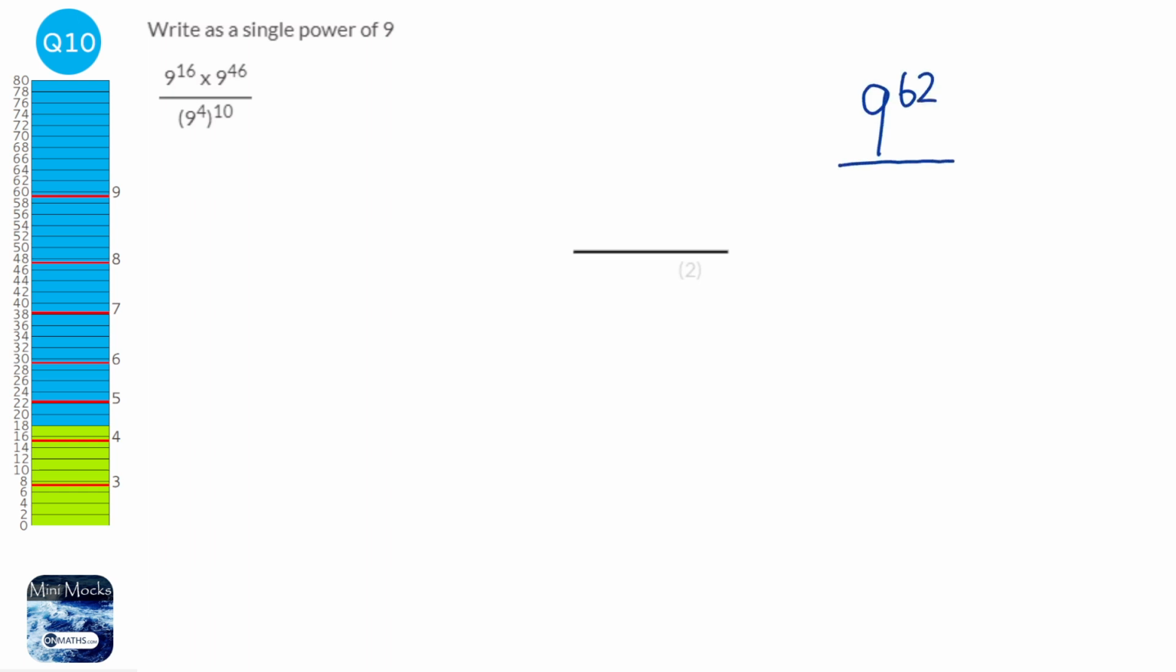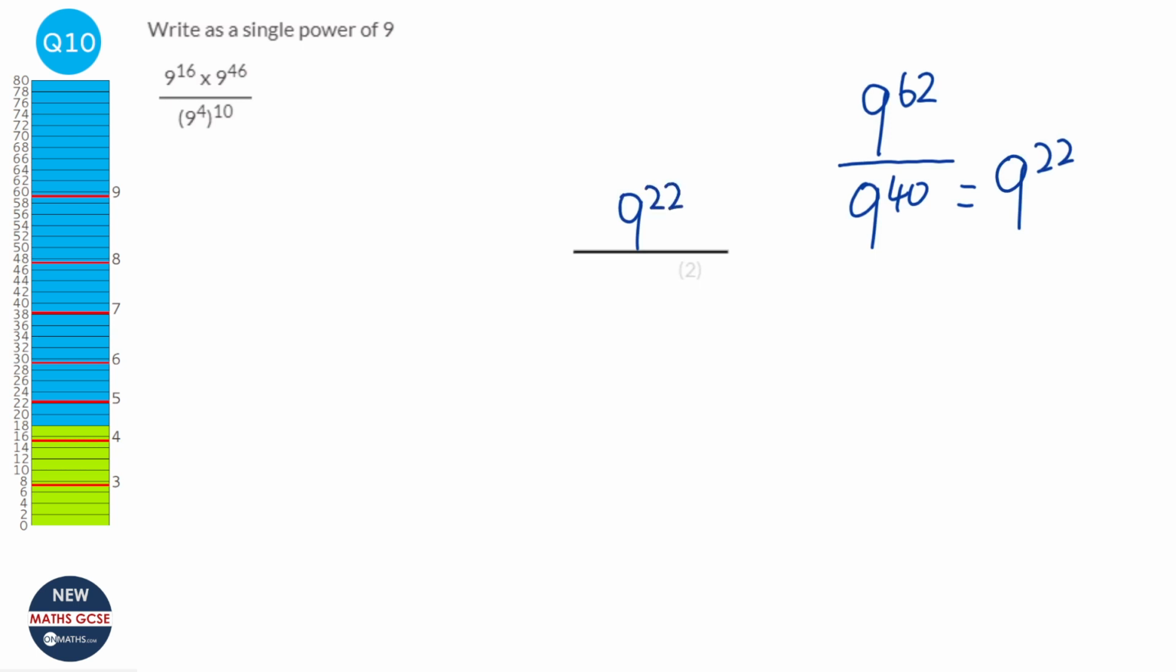And looking at the denominator, well, you've got a power inside and outside the bracket. Whenever you have that, you can just multiply them. So it'd be 9 to the power of 40. Now, whenever you've got a division between 2 powers of the same base, which we have here, it's 9 to the power of 62 divided by 9 to the power of 40, we just take away the indices. So it'd be 62, take away 40, which would be 9 to the power of 22. So our answer is 9 to the power of 22.